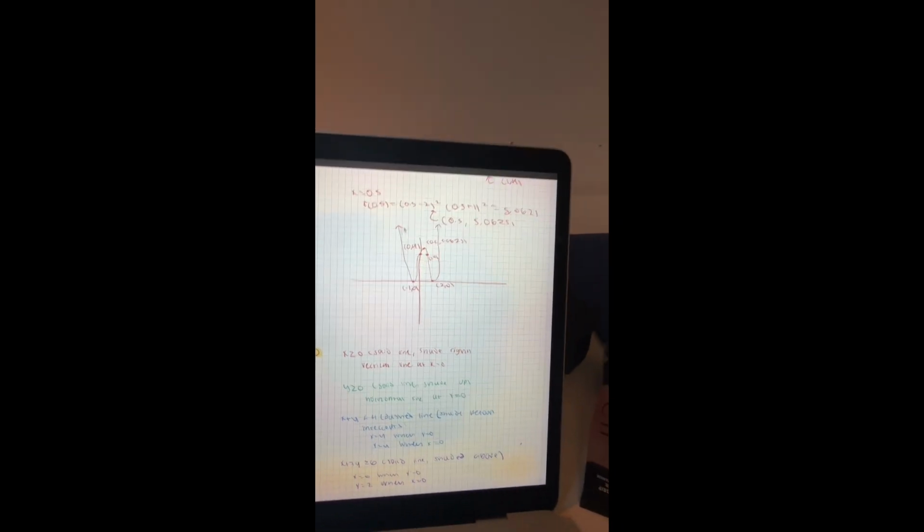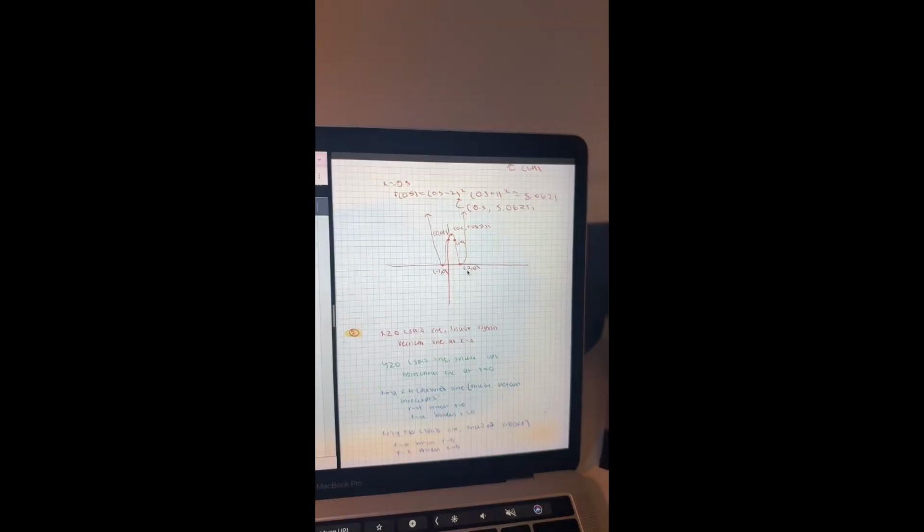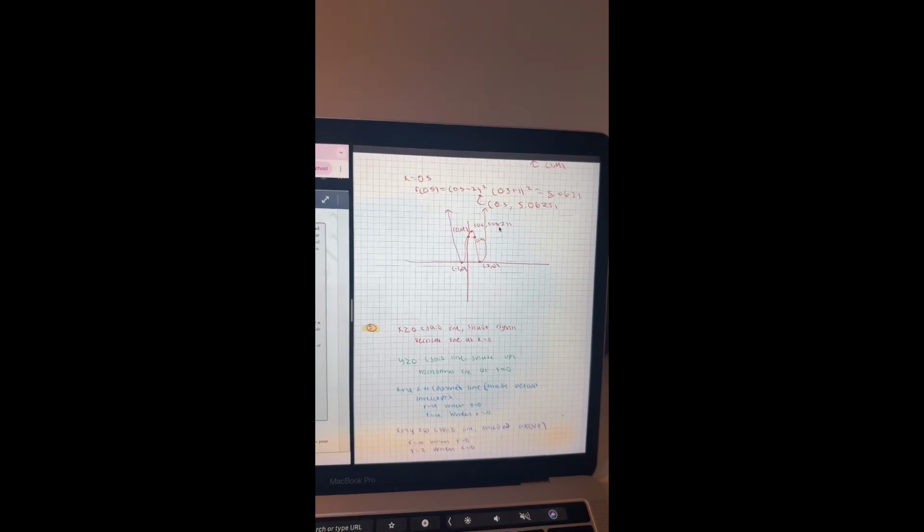We have a point at (negative 1, 0), a point at (2, 0), and then (0.5, 5.0625), and then another point at (0, 4). And since it was positive, this graph is going up.